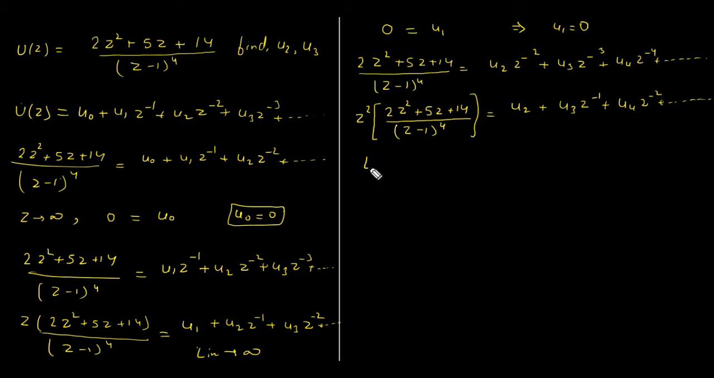Now again put the limit z tends to infinity. Here power is 4, here power is 4, here power is 4, here power is 4. It means the ratio of the highest coefficients will be the answer. The highest coefficient in the denominator is 1, and in the numerator it is 2, and the rest are all 0, so u2. It implies u2 is equal to 2. So just put the value of u2 in the main equation.